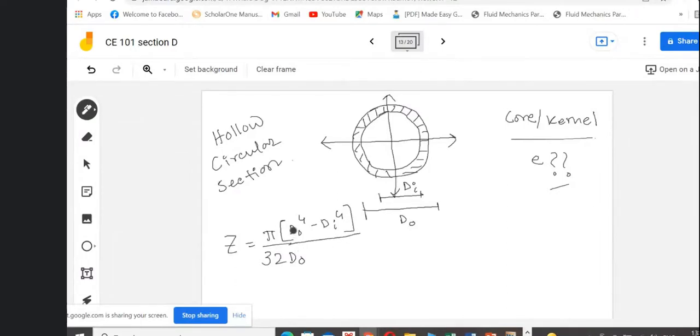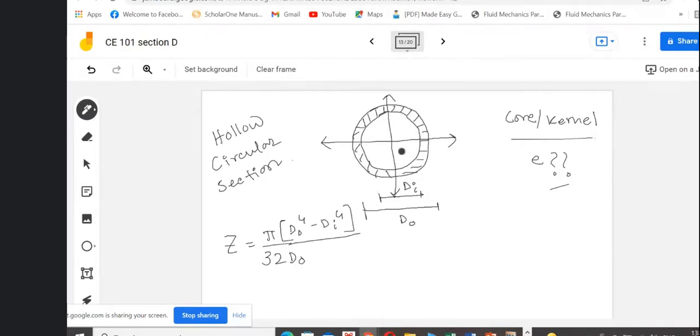We have done a similar kind of part in one problem we did in torsion. So just for others, I will quickly repeat the process. If we have the entire solid part of d naught, what is the I value? That is pi d to the power 4 by 64. And for this portion of di, it is pi di to the power 4 by 64.